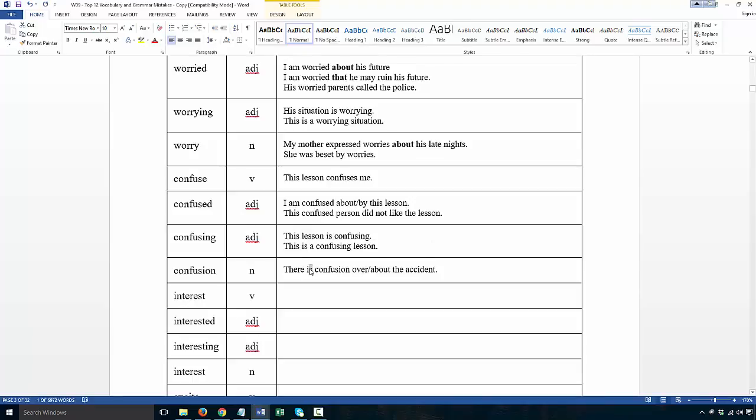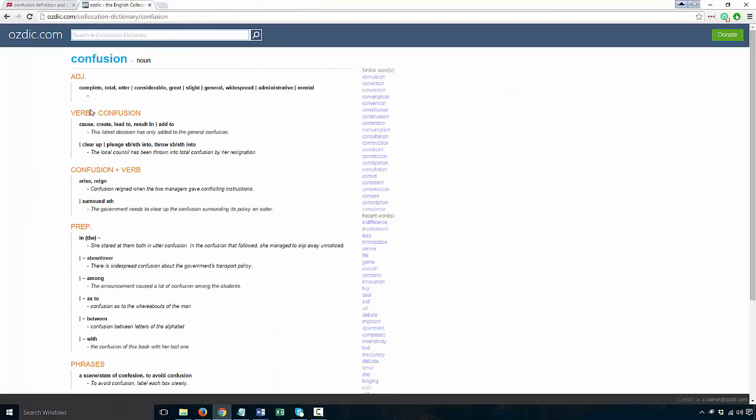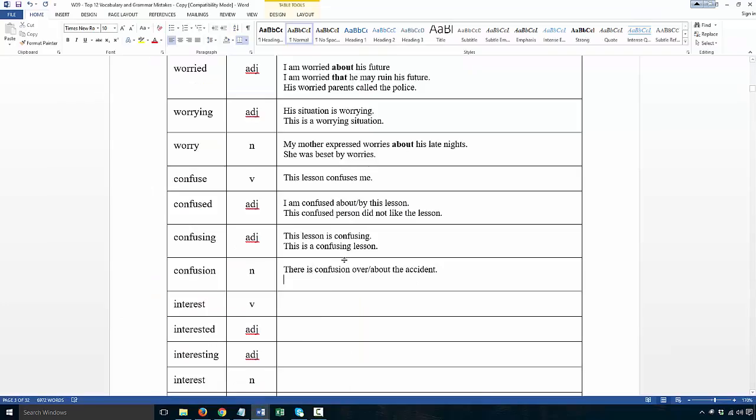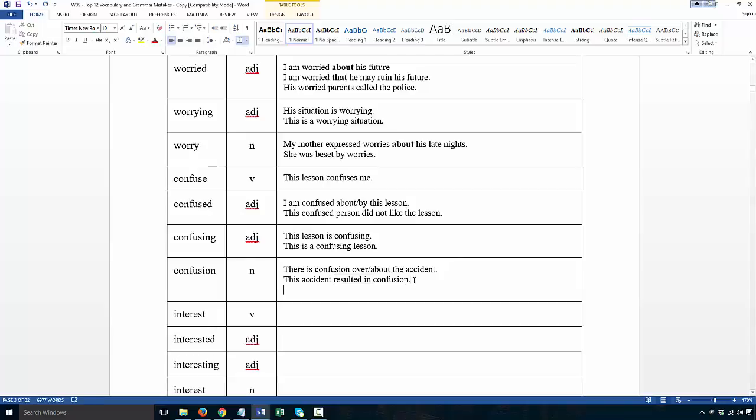Now let me show you other kinds of verb collocations that can come before confusion. Go to OSDIC, go to confusion, and you will see some of these verbs here. Okay, caused confusion, created, led to confusion, resulted in confusion. So you could say something like, this accident resulted in confusion. Okay, you see, this is the verb. All right. So these are two ways of using this in an object position. Okay, after the be verb, after result in.